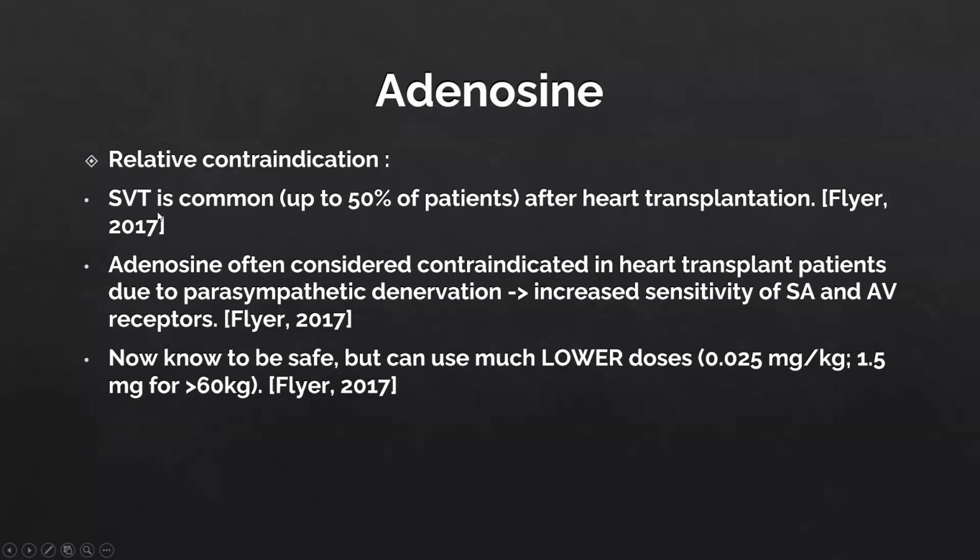SVT is common, up to 50% in children after heart transplantation, according to the Flyer study in 2017. Adenosine is often considered contraindicated in heart transplant patients due to parasympathetic denervation and increased sensitivity of the SA and AV node. The same study said that it is now considered safe to use adenosine if we have to, but we should use it in much lower doses, like 0.025 milligram per kilo, and 1.5 milligram for above 60 kilo.